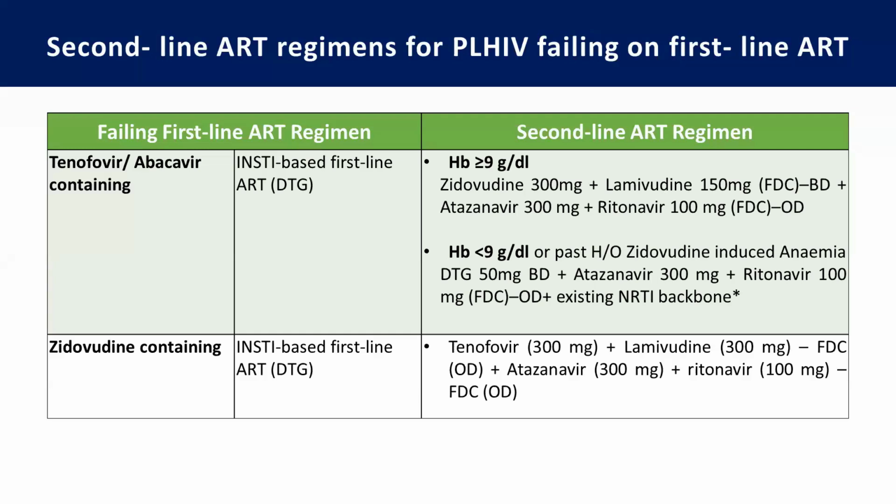So if the baseline hemoglobin is more than 9, then the patient will be on a different NRTI, so ZL. So ZL, BD and atazanavir or ritonavir combination. So this is a PI group. So the patient is failing on the INSTI group, that is dolutegravir. So we are giving a second line regimen with PI. So the regimen will be ZL with ATVR.